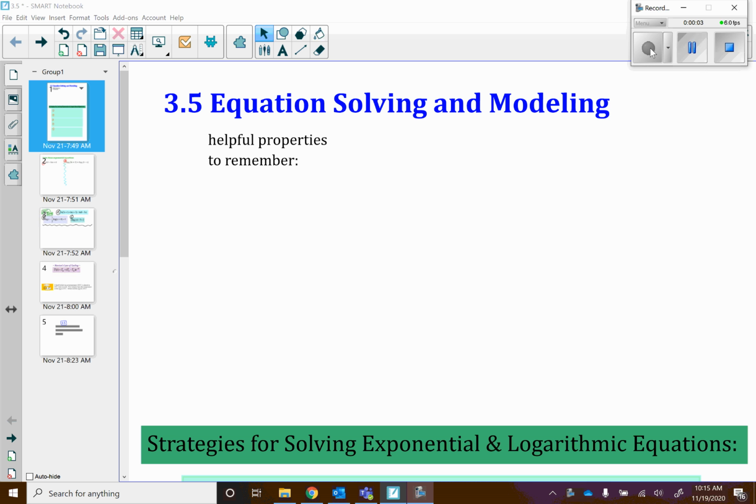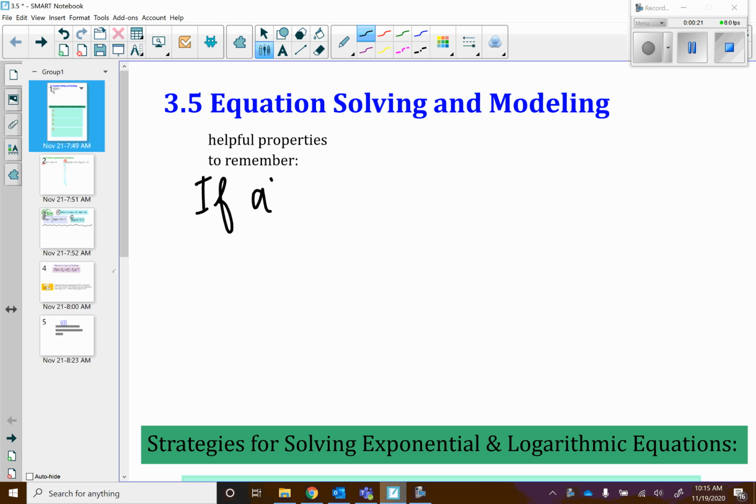Hi, Honors Trig Pre-Calc. We have just a few short notes to take for Intro Section 3.5, which is equation solving and modeling. Some helpful tips to remember about logarithms. These are things that we know, but good reminders.